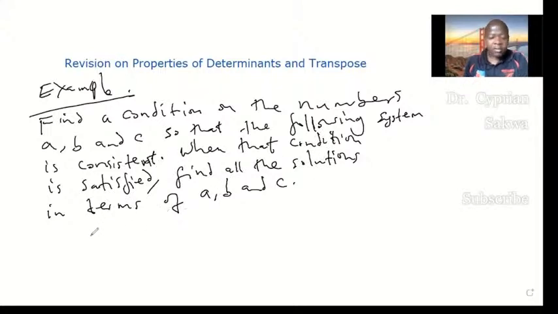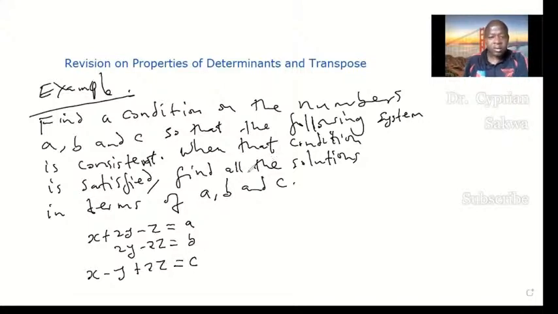Now the system that I'm referring to is x plus 2y minus z is a, and then 2y minus 2z is b, and x minus y plus 2z is c.